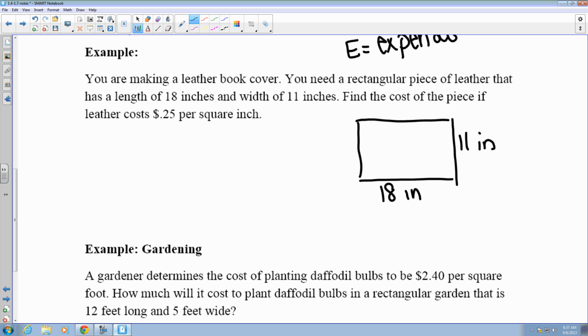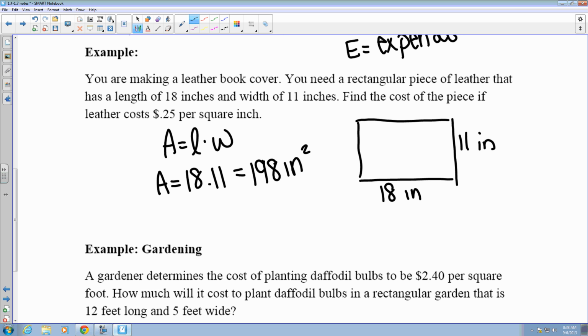Now this wasn't one of the formulas that I gave you, but this is a formula that you should know. How do you find the area of a rectangle? Area is length times width. So we're trying to find the area of this since it's talking about per square inch of cost. So we need to plug in length and plug in width to find out how big our piece of leather is. So our area is 198 inches squared.